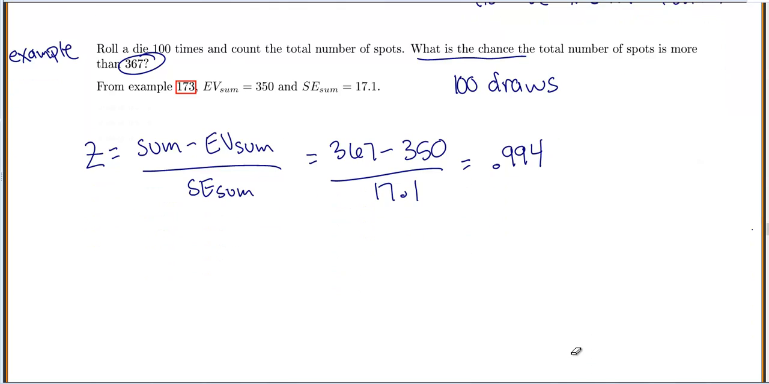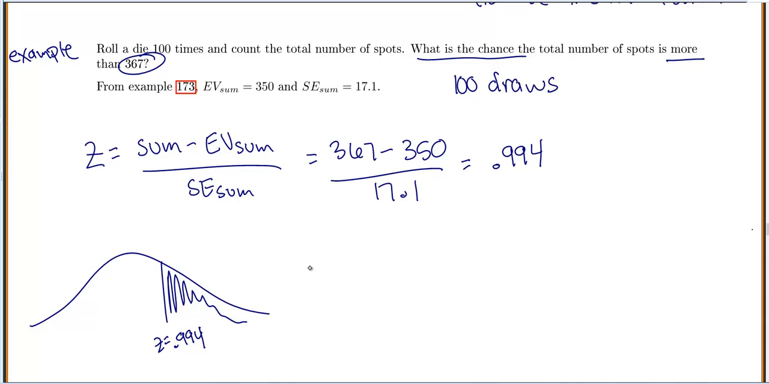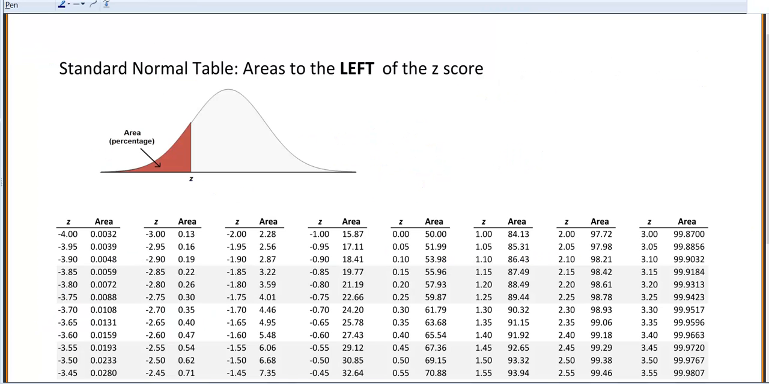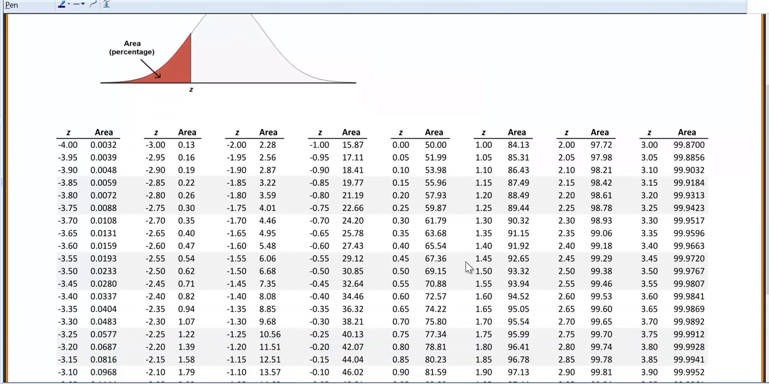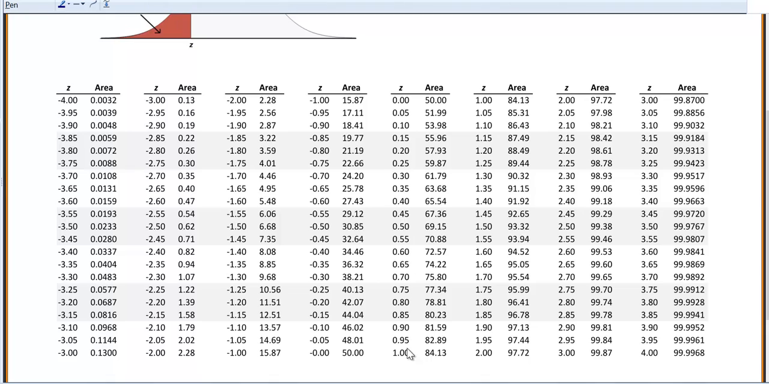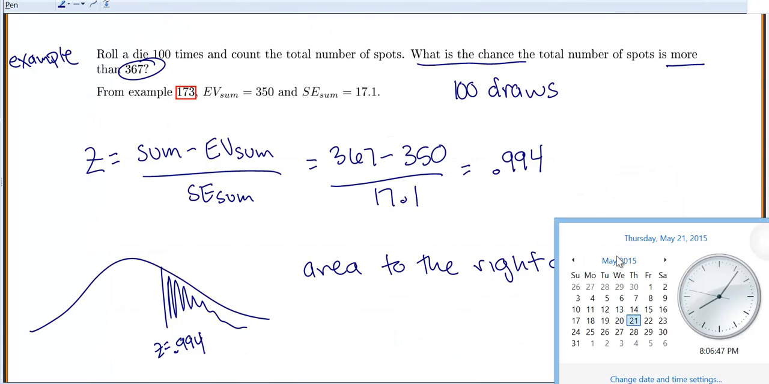Now remember back to chapter 5, what do we do after we know our Z? We draw a picture. So Z is 0.994. And we're looking for the chance that the total number of spots is more than 367. So that sounds like we should be looking for the area to the right. So area to the right of, now let's go to our standard normal table. And we're looking for Z equals 0.994. Notice 0.994 isn't on here, but Z equals 1 is on there. So let's use that Z equals 1. So we're looking for the area to the right.